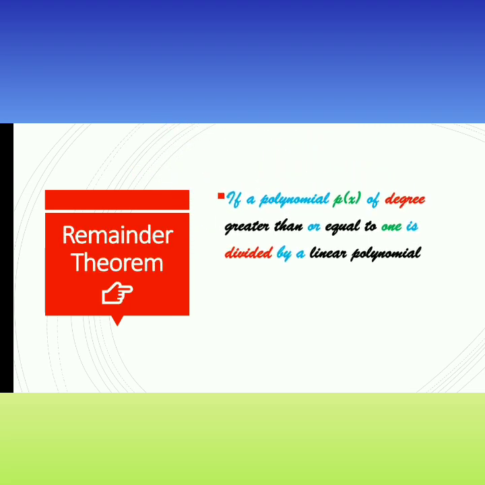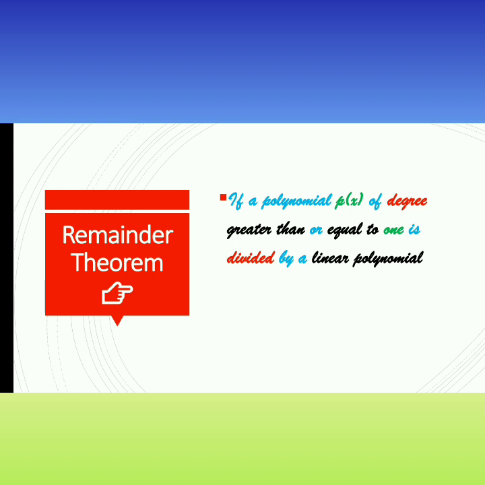In previous class you have learnt about the remainder theorem. The theorem is: if a polynomial p of x of degree greater than or equal to 1 is divided by a linear polynomial x minus a, then the remainder is p of a, where a is any real number. Significance of the remainder theorem: it enables us to find the remainder without actually following the cumbersome process of long division.